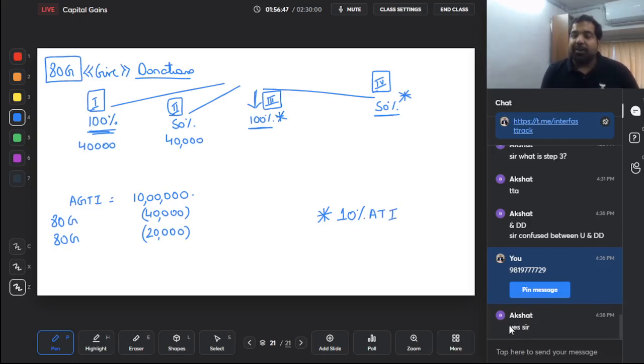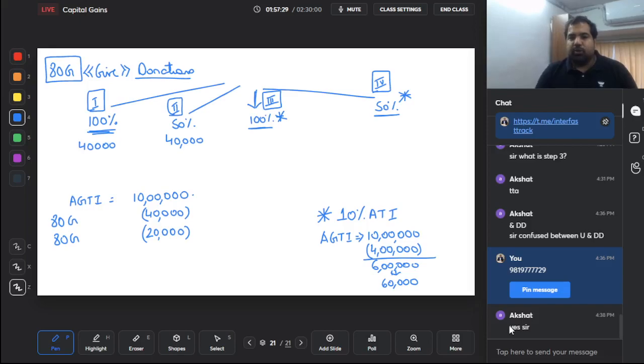Now again, adjusted total income, yes. What does it mean, guys? It means your available GTI minus all the deductions. Yes, all C, D, E, F, every GG also, GGA also, all deductions except this one. So let's say all deductions are 4 lakh. So what is your ATI? Your ATI is 6 lakh. And what is 10% of that? 10% of that is 60,000.